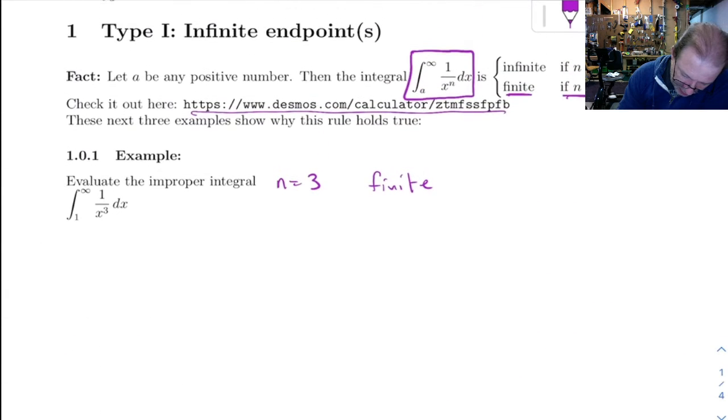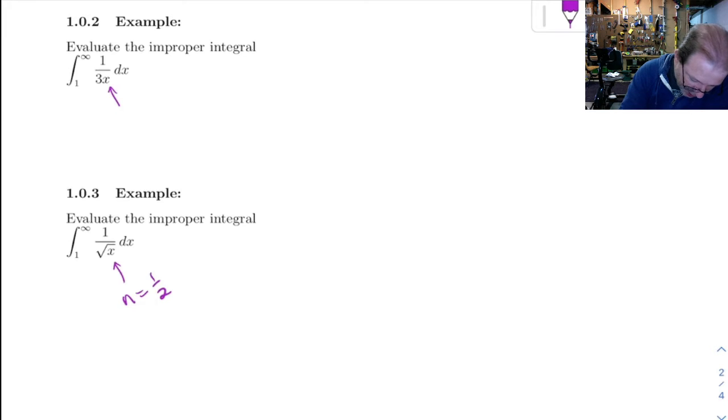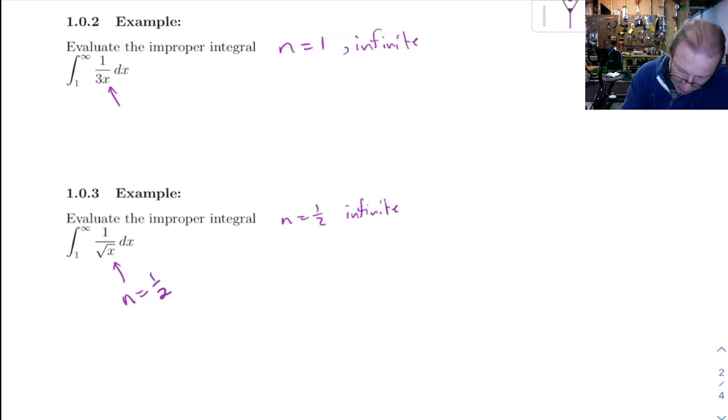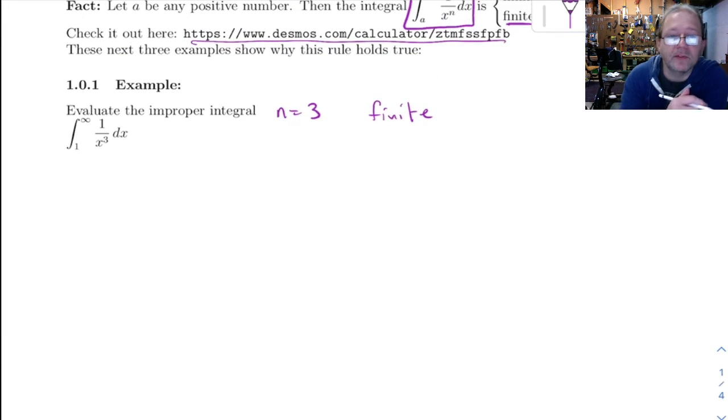Now, if the exponent is less than or equal to 1, the area is going to be infinite. And that's what happens here, because n is 1. And here n is 1/2. So this one is also going to be infinite. But don't take my word for it. Let's work these out and see what happens.